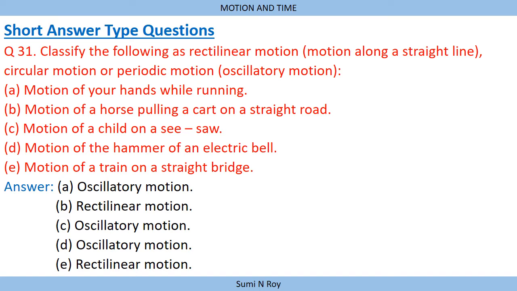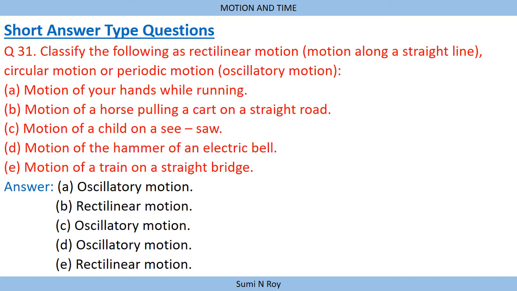So the first question is, classify the following as rectilinear motion, circular motion or periodic motion. The first is the motion of your hand while running. The motion of your hand while running is oscillatory motion. Motion of a horse pulling a cart on a straight road. As it is already given that it's a straight road, it will be a rectilinear motion.